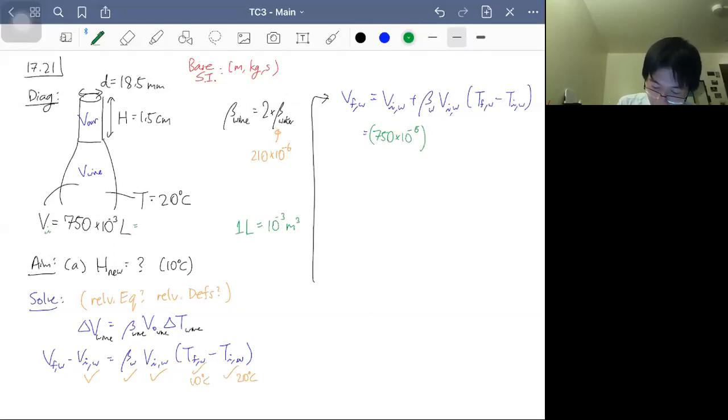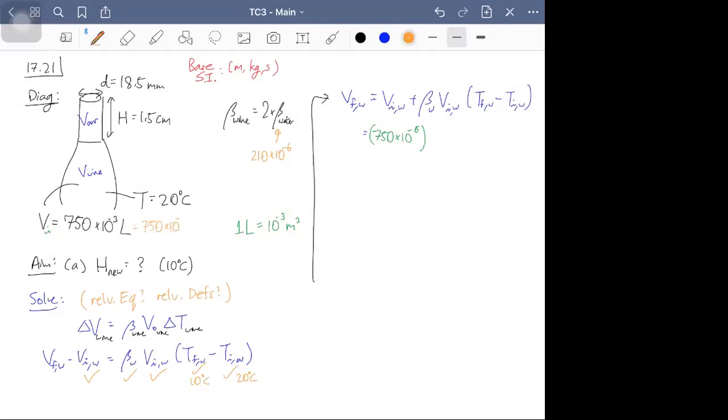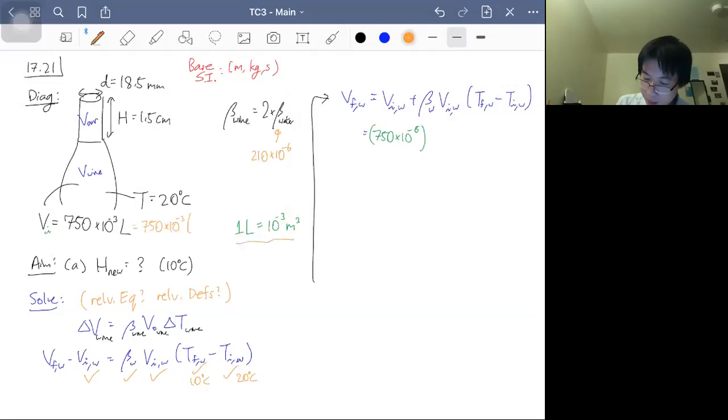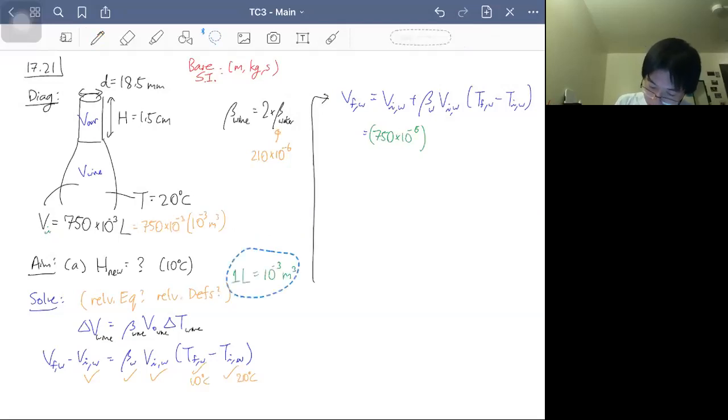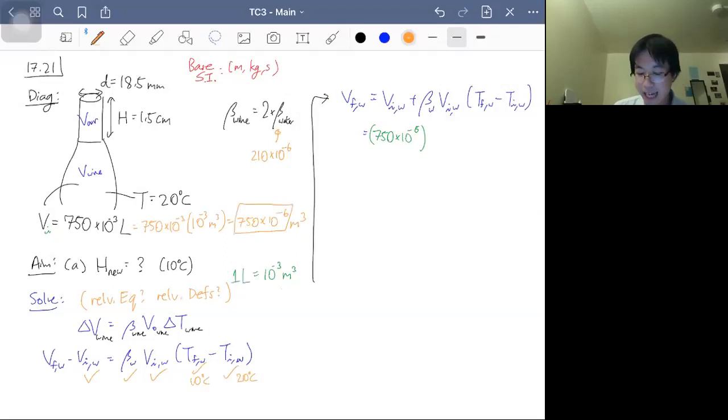This is the part where I won't write out on the left, and use orange. The parts that I won't write out in real life exams. 10 to the minus 3. All right, so you see 1 liter is 10 to the minus 3 meters cubed, right? So that means this is 750 times 10 to the minus 6 meters cubed. So I'm just going to copy the part in front of any SI units into my work.